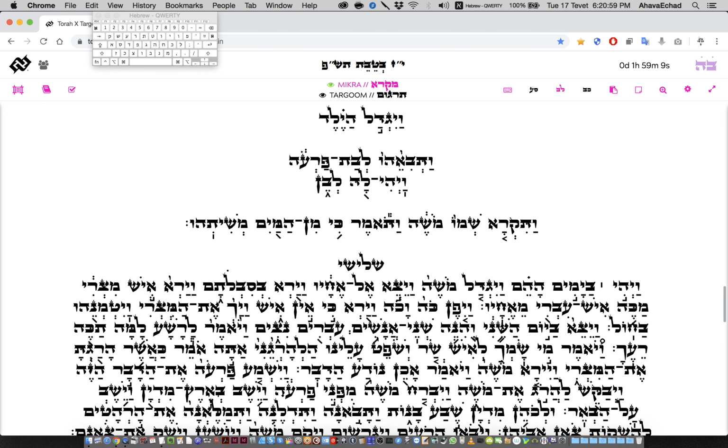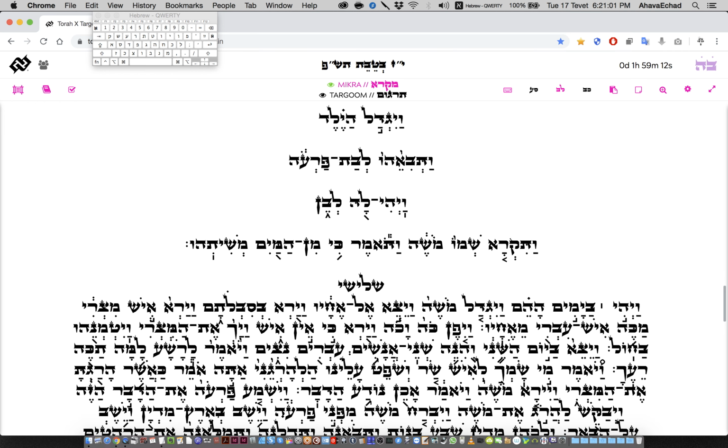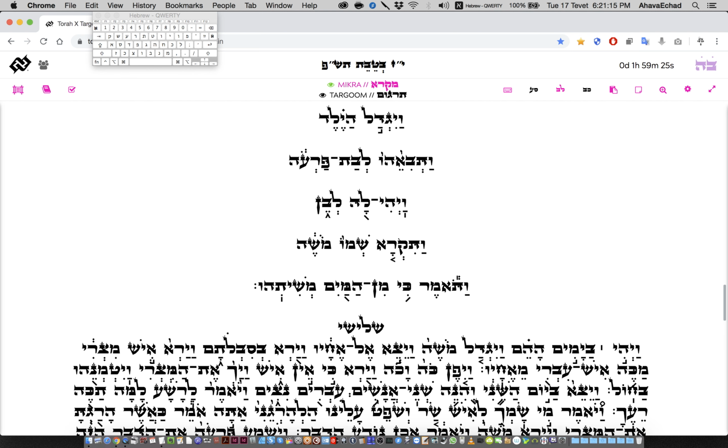So when the child grew up, ותביאהו לבת פרעה, and she brought him over to the daughter of Paro, ויהי לה לבן, and he was for her to be a son, ותקרא שמו Moshe, and she called him Moshe. Vatomer, and she said by the fact that she called him Moshe, Kimin Hamayim Meshithihu, because from the waters, these specific waters, Meshithihu. We'll see what the Targum says, this word is.